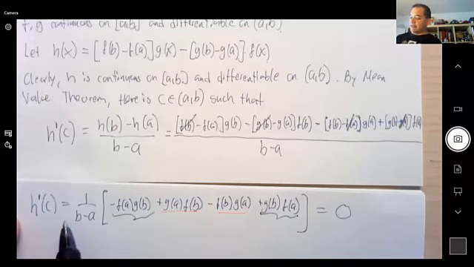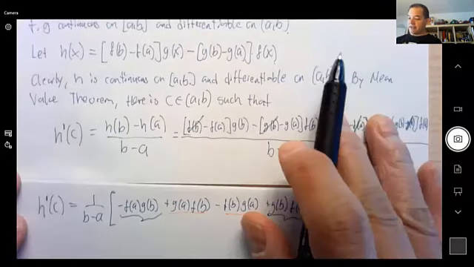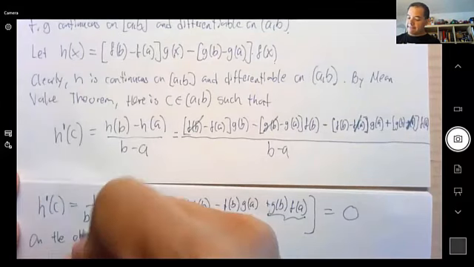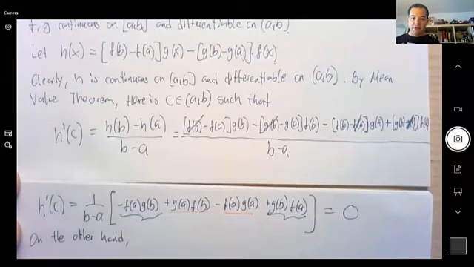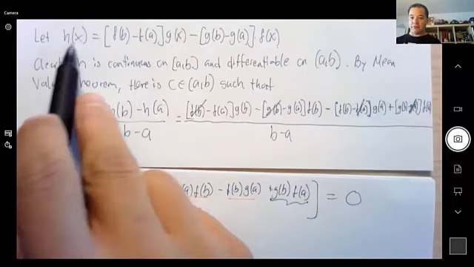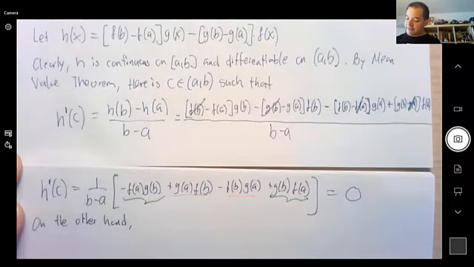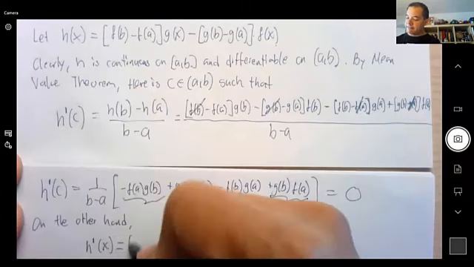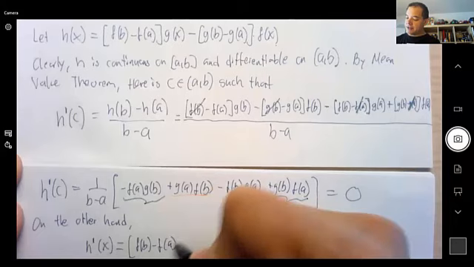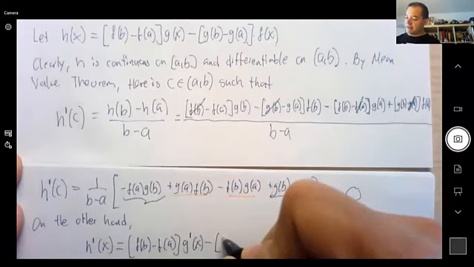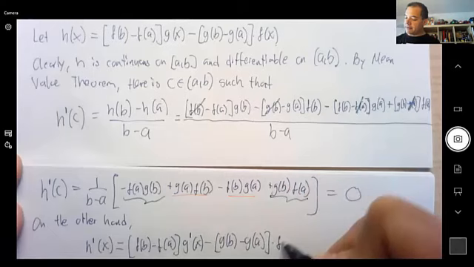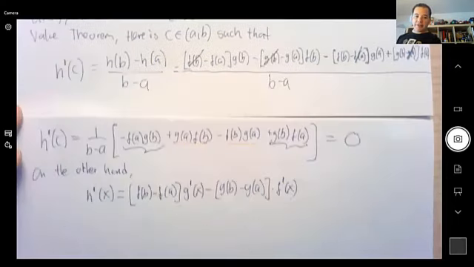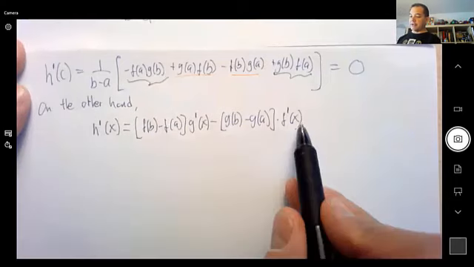Well, that's on the one hand. But on the other hand, we could have calculated the derivative of h. So what is the derivative of h? I know you can barely see, but I want you to look at this expression. On the other hand, what is the derivative of h? Well, this is a constant, so we leave it like that, times g prime, minus that constant times f prime. So what is it that we just found? We found a c such that when we plug it here, we get zero.